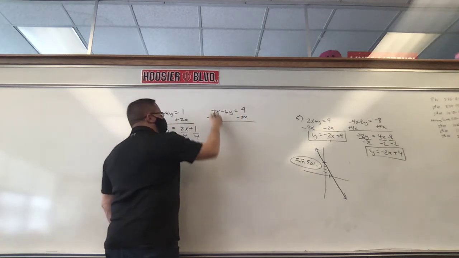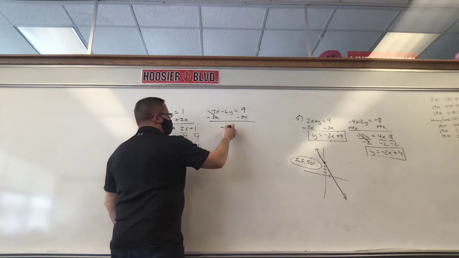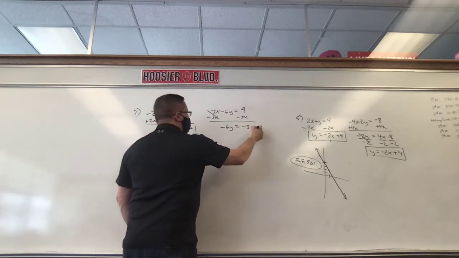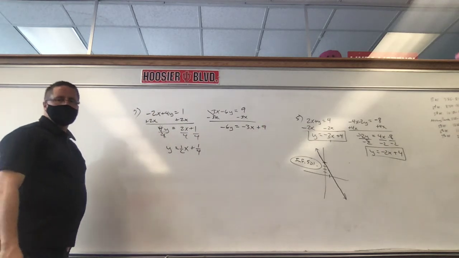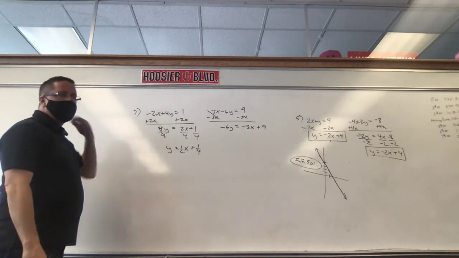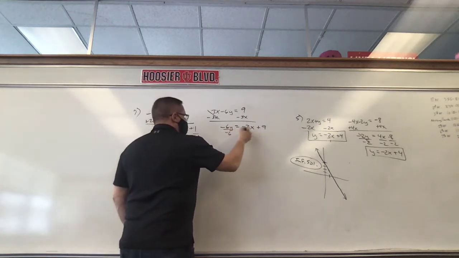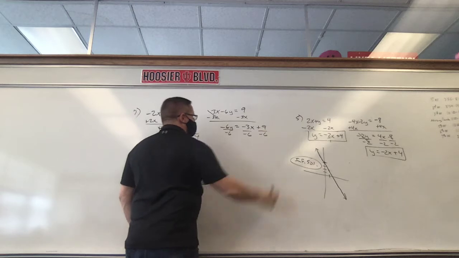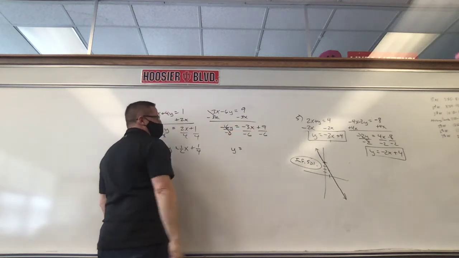Okay, so we do that. These cancel. We're left with what? Negative 6y. Negative 6y equals negative 3x plus 9. Okay. Now what? Divide by negative 6. Divide both sides by negative 6. These cancel. Negative over negative is a positive.